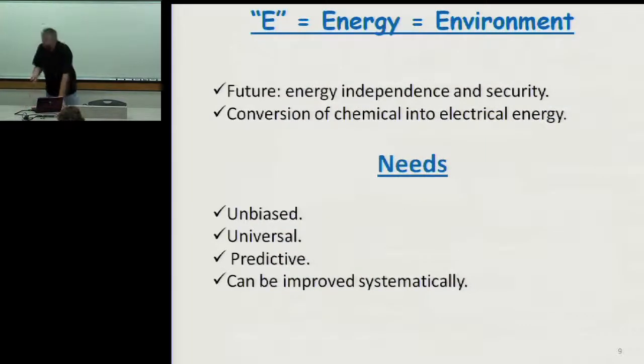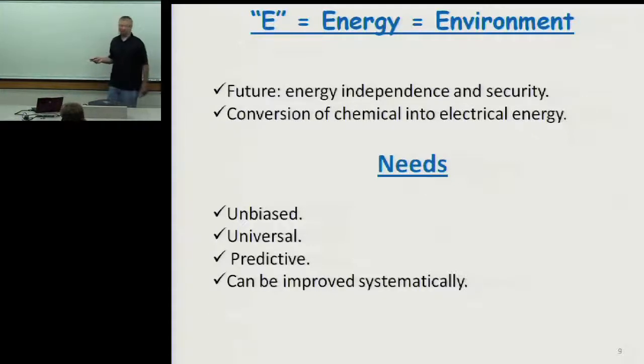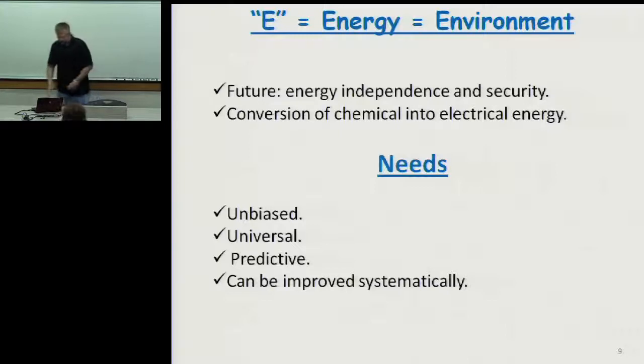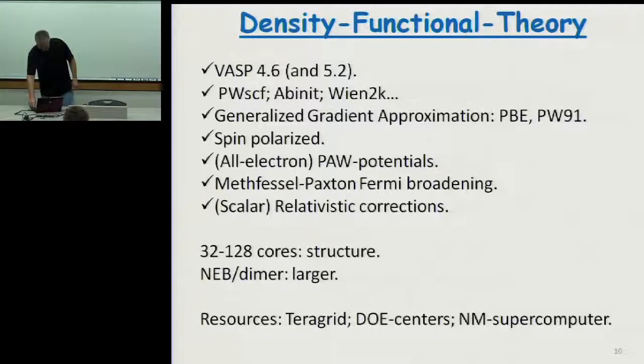So what we would like to use in order to look at the environment, energy type applications, well, we would like to have an unbiased method that allows us to treat everything in the periodic table on the same footing. It's universal, so that we don't have to worry about solids versus surfaces versus molecules. It should be predictive, so we can actually give guidance as to what materials we should use, and something that can be improved systematically. And the answer, of course, as we all know, or one answer to that, is density functional theory.